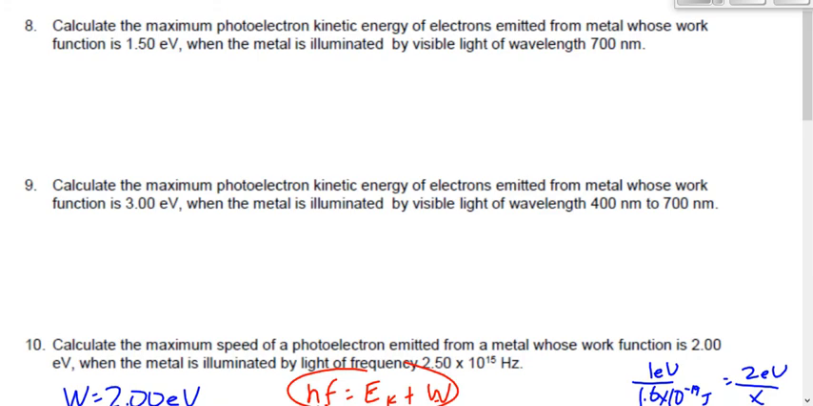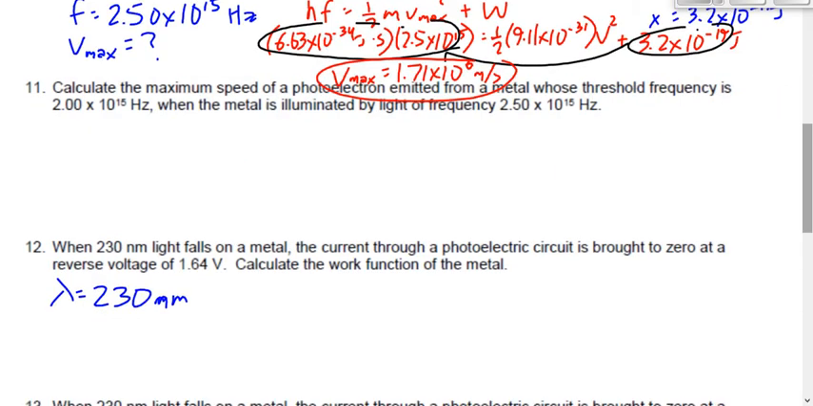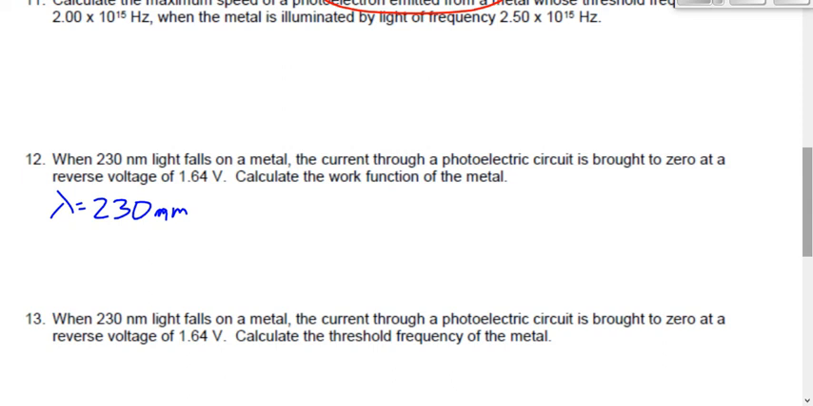So let's go back to this question again, number 12. It says the current through the circuit is brought to 0 at this voltage. In other words, at this potential difference, we're stopping the electrons dead in their tracks. That is the stopping potential. Does that make sense? When your current is 0, you have no electrons flowing, and when you have no electrons flowing, you must have reached the stopping potential. So V stop is 1.64 volts. We want to find the work function.